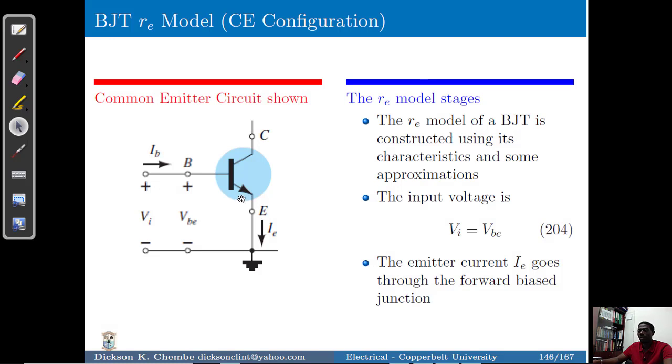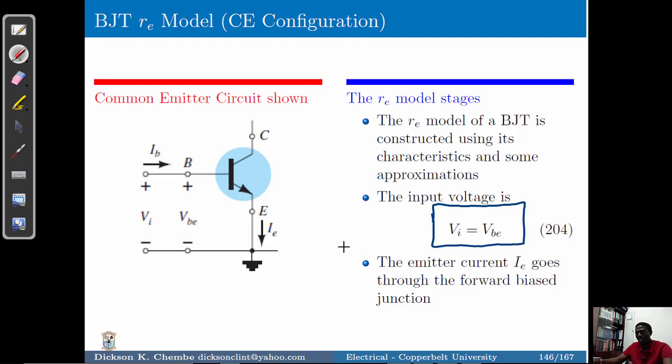So we begin by looking at the common emitter configuration, NPN transistor, where you have the input section of the transistor. So you've got the base, the collector, the emitter, and then you've got the base emitter voltage here, which is the same as the input voltage. So the input voltage is basically equal to the base emitter voltage. And the r_e model of a bipolar junction transistor is constructed using these approximations.